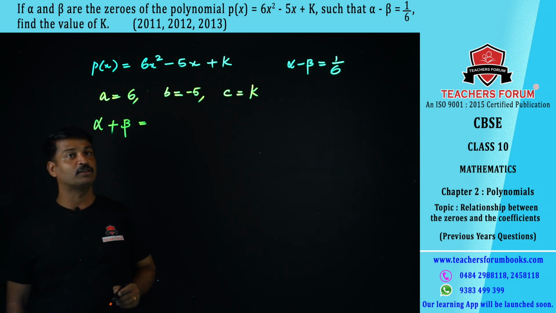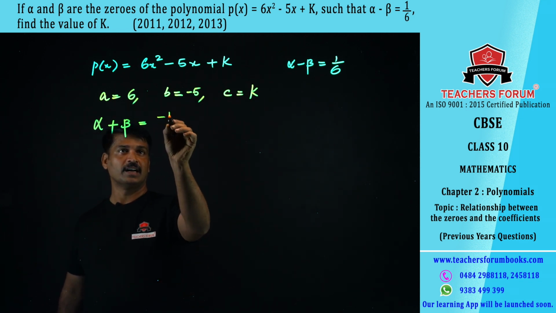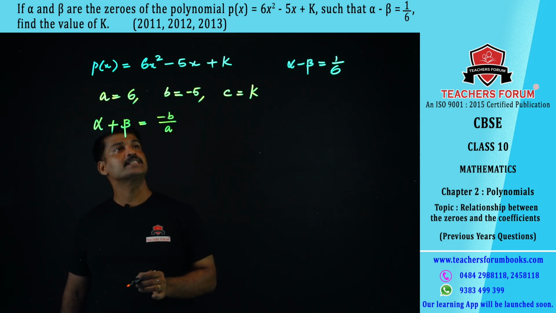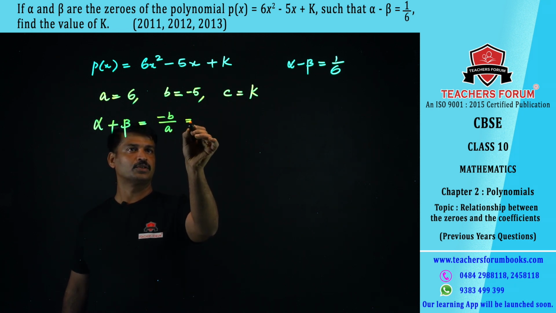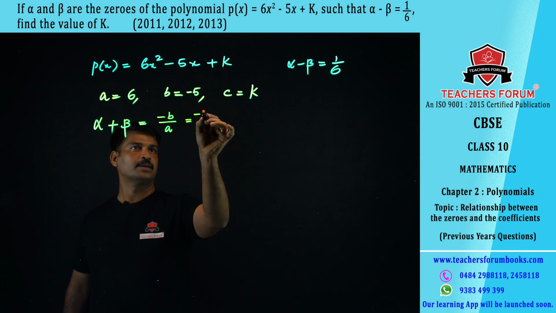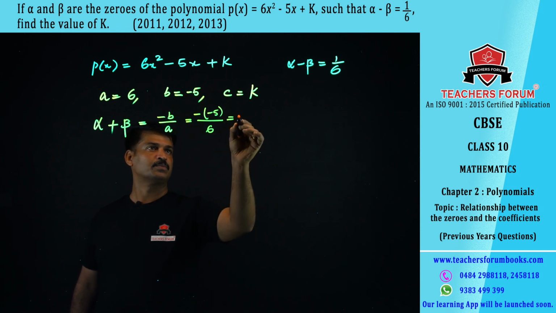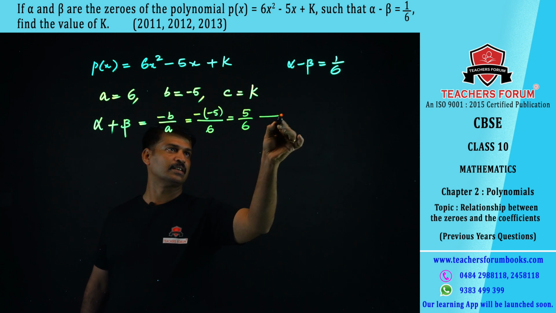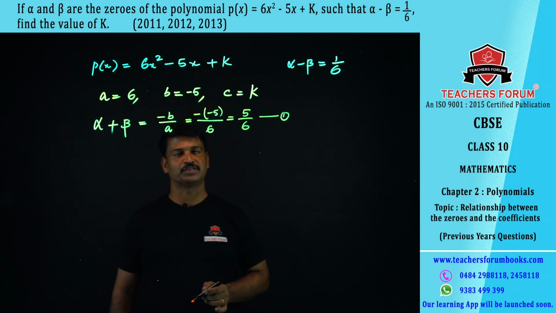The next step, you have to find out the sum of zeros and product of zeros. That is, first you have to find out what is alpha plus beta. You know what is alpha plus beta? Alpha plus beta is equal to minus b by a, that is minus coefficient of x by coefficient of x square. That is equal to minus, what is b? B is minus 5, by a. What is a? A is 6. So alpha plus beta is equal to 5 by 6. Let it be equation number 1.